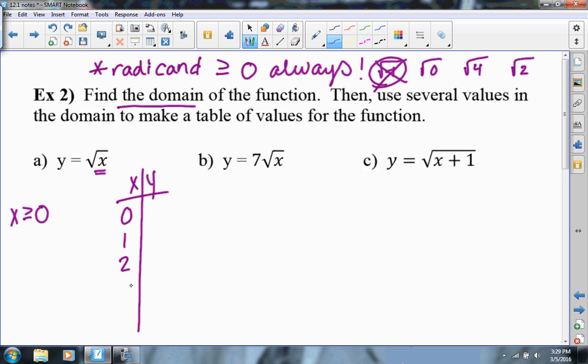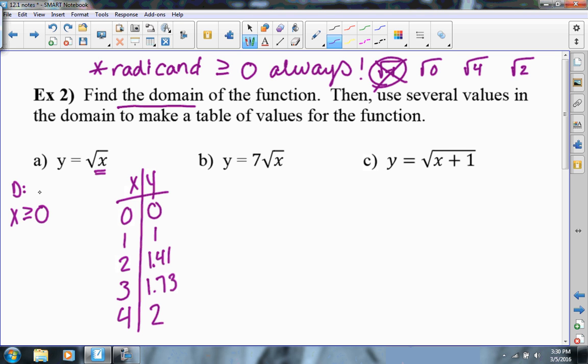I'm going to pick 0 and then a bunch of numbers greater than it. And I'm going to pick 1, 2, 3, and 4. Now I'm just picking these to start with. In a moment I'll show you how we can pick smarter numbers, so that way we don't have to deal with decimals. But here we'll get the square root of 0 is 0, the square root of 1 is 1, the square root of 2 is 1.41, the square root of 3 is 1.73, the square root of 4 is 2. Okay? So making sure that I do my domain first helps me ensure that I get numbers in my table of values that we can actually take the square root of.